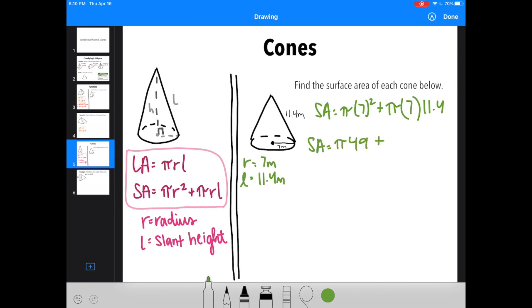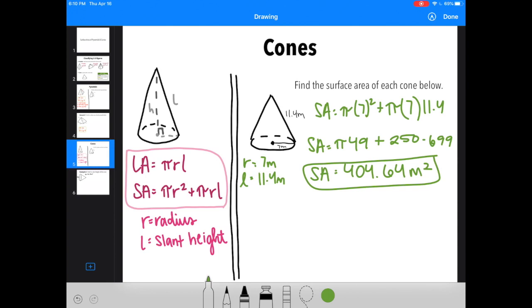All right, this simplifies down to pi times 49 plus, let's see, pi times 7 times 11.4 gives me 250.69 and some change. Plus, I'm going to use parentheses and type in 49 times pi into my calculator to give me a final answer for my surface area of 404.64 meters squared.